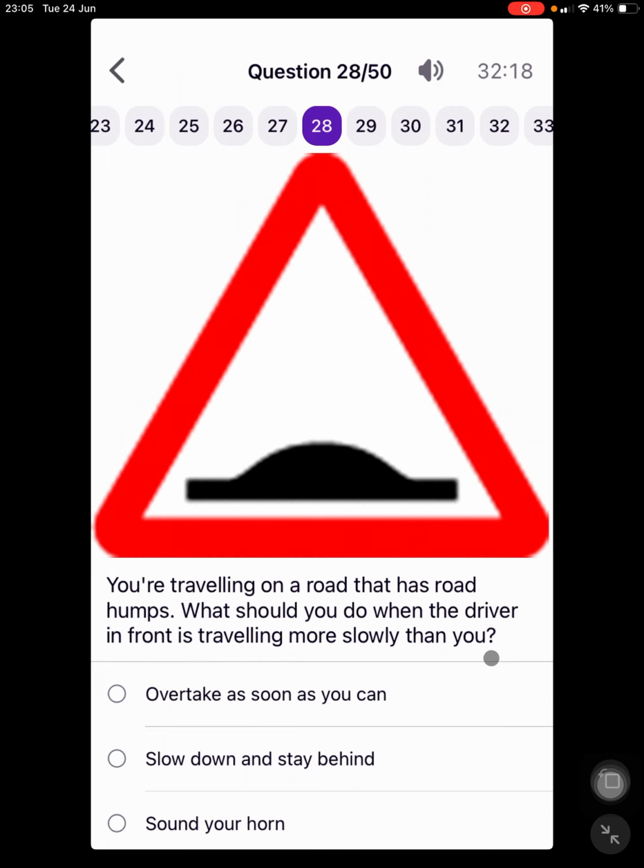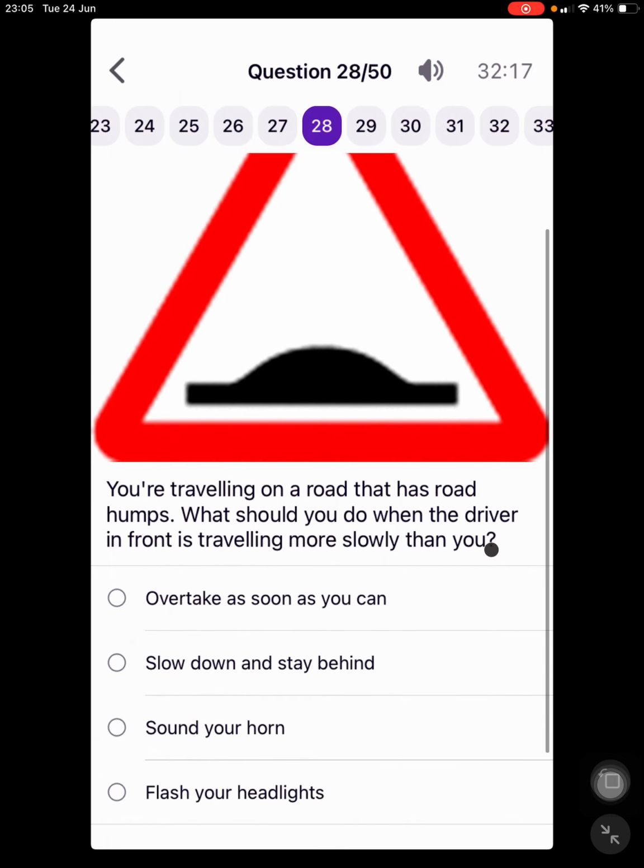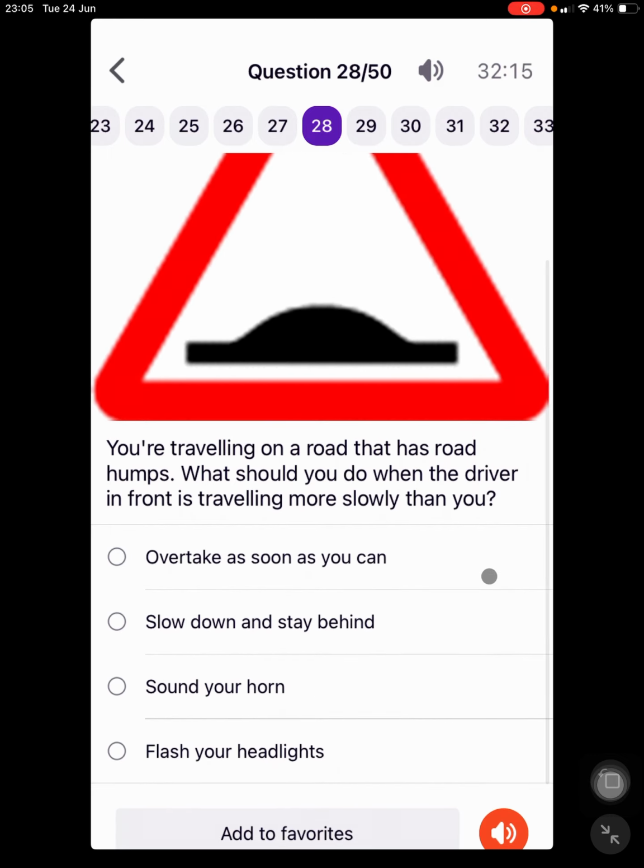Very easy. You're traveling on a road that has road humps. What should you do when the driver in front is traveling more slowly than you? Overtake as soon as you can. Slow down and stay behind. Sound your horn. Flash your headlights.